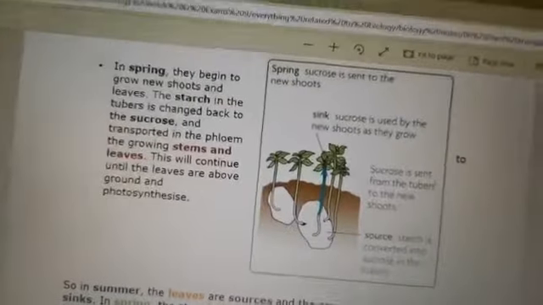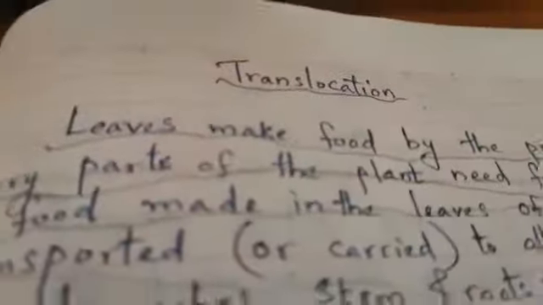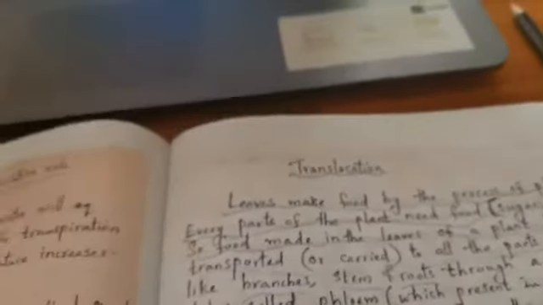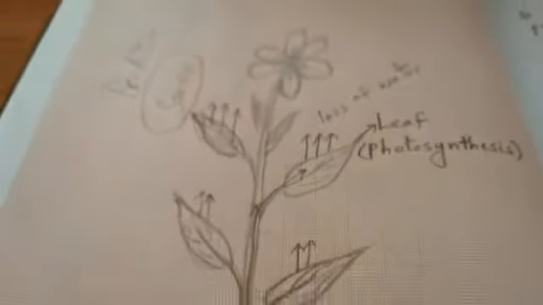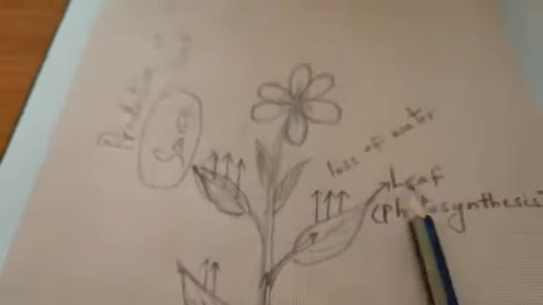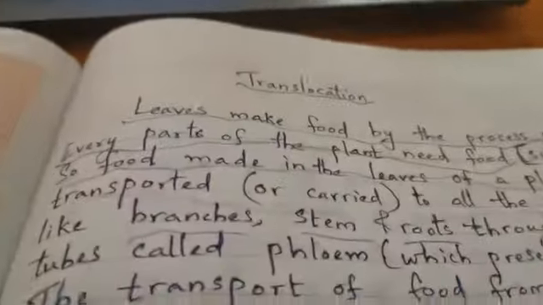These are the things you want to know about translocation. Translocation means, again I am telling, the movement of food particles from the leaves to all parts of the plant through phloem vessels. That's called translocation.